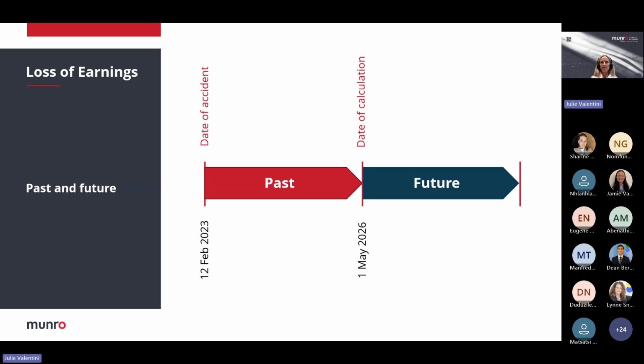The future period is the period from the date of calculation up until the date of retirement. That tends to typically be a longer period. Obviously, it depends on the age of the claimant, but it can be a few decades even. So just always have that in your mind, that is what the past represents, that is what the future represents.